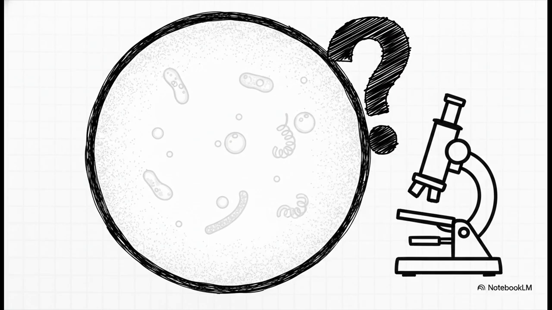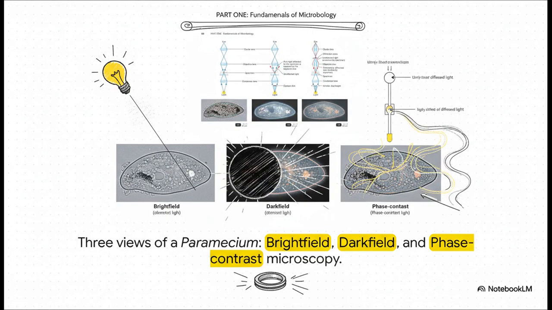But here's where we hit a pretty major snag. If you put a living, unstained bacterium under a standard microscope, you're going to see, well, pretty much nothing. They're mostly water, almost completely colorless. It's like trying to spot a ghost in a blizzard. So how do you solve this fundamental problem of contrast? Well, one solution is to get really clever with the light itself.